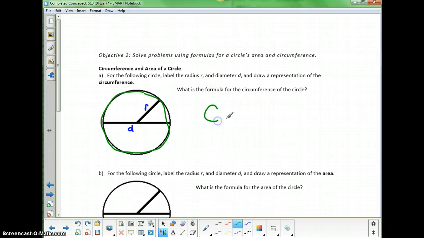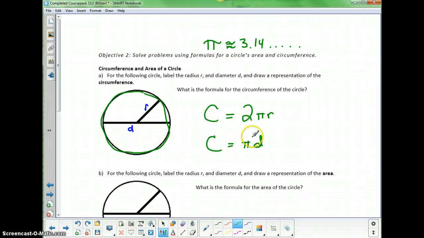So the formula for circumference, okay, the circumference can be written as 2 pi r, or it can be written as pi d. Okay, so pi again is a constant. It's approximately 3.14 and so on. It was discovered by the ancient Greeks to be the circumference of a circle with diameter 1.